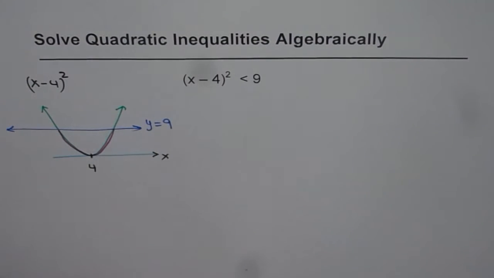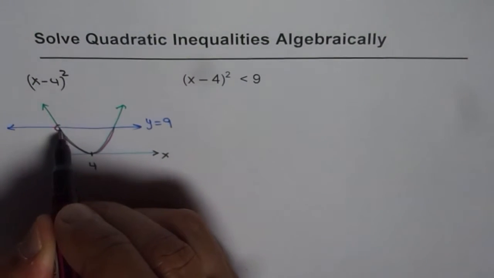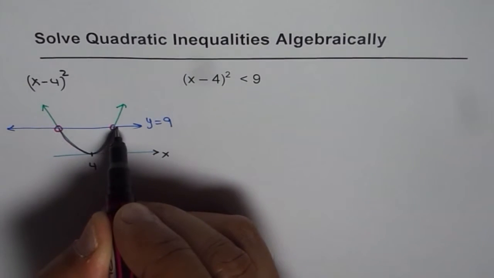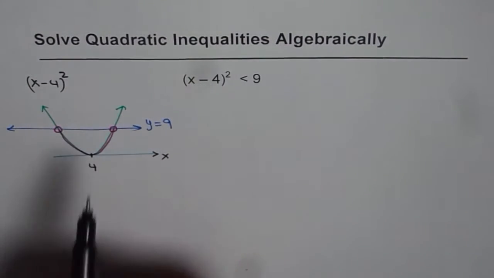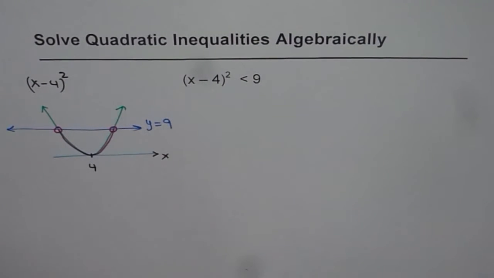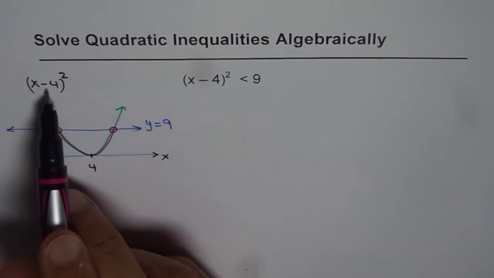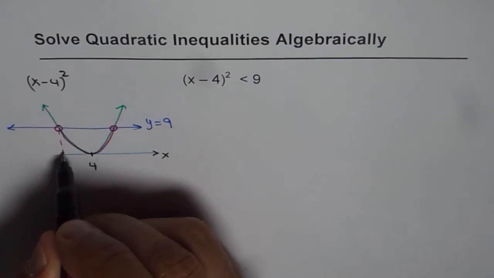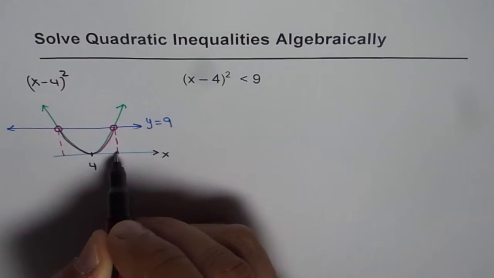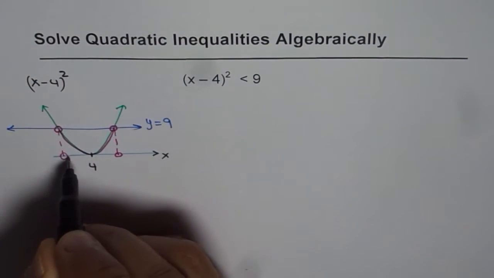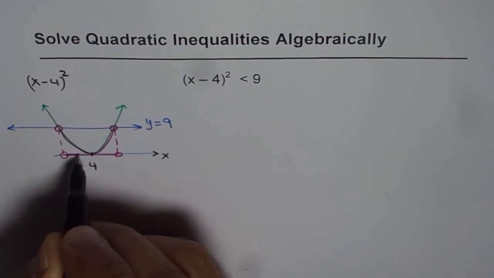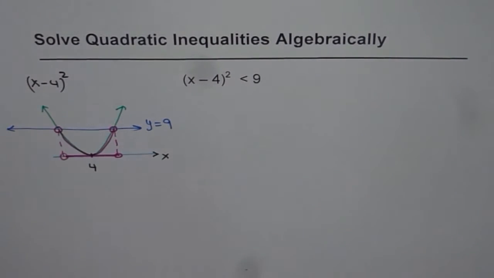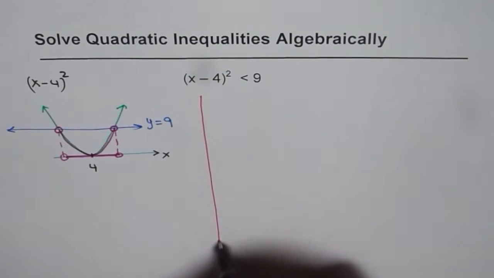So effectively, we need to find the intersection of these two curves: the horizontal line y equals 9 and the parabola (x minus 4) whole square. Now if we find these points, then we know what the solution is. The solution is the x values between these 2 points, right? So this is the strategy. Let's adopt this strategy and find the solution.